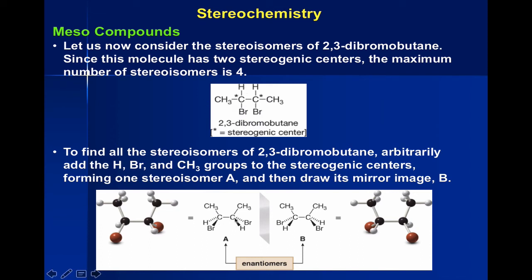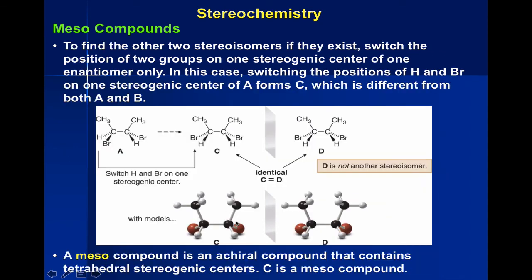Mesocompounds are molecules which have stereocenters but are overall superimposable. So if you look at 2,3-dibromobutane, where the two bromines are kind of trans to one another, if you will, and the methyl groups are cis, if I look at this and its mirror image, I'll find that they're non-superimposable, and so they are enantiomers. Notice there's no plane of symmetry within this molecule, or no inversion center.